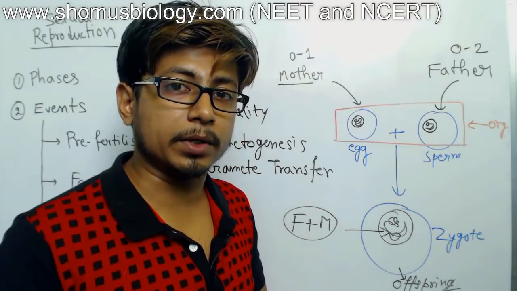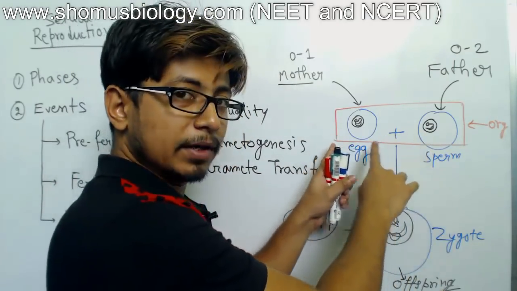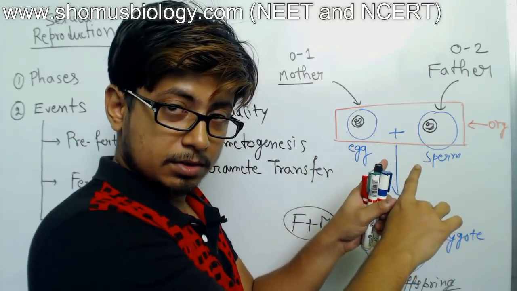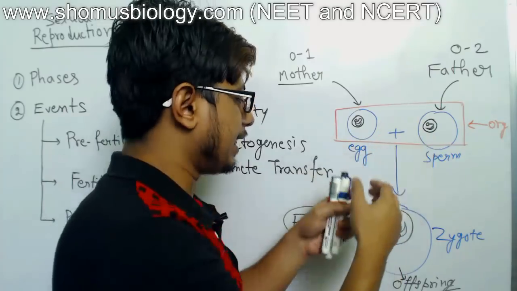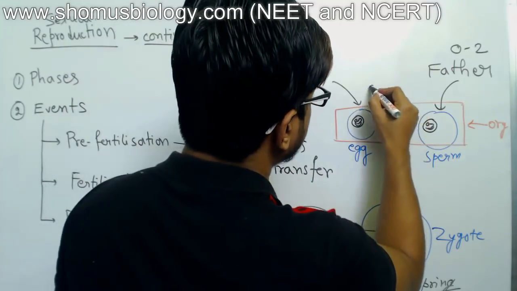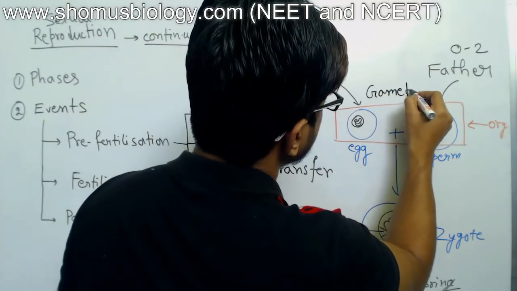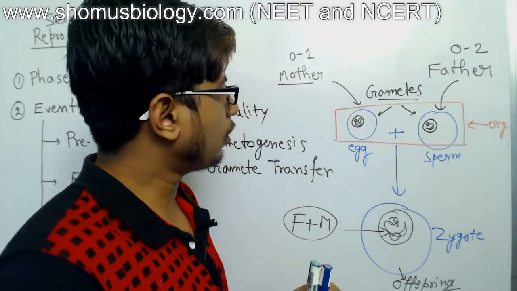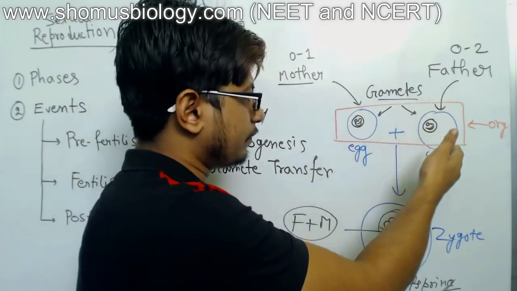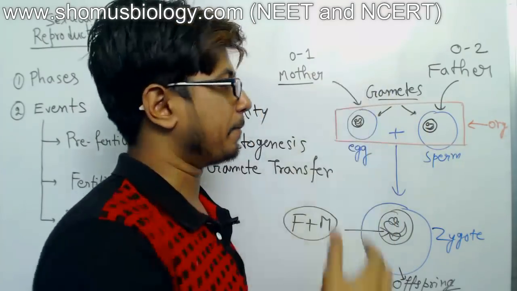How is this zygote formed? By fusion of mother and father cells. So what is the difference between these two types of cells? These cells are known as gametes. Both of them are known as gametes. So the male gamete is the sperm, and the female gamete is the egg.